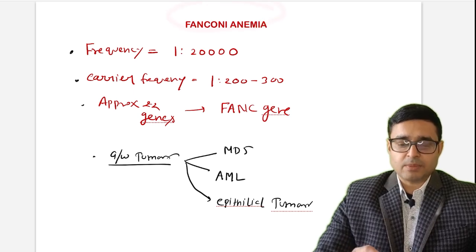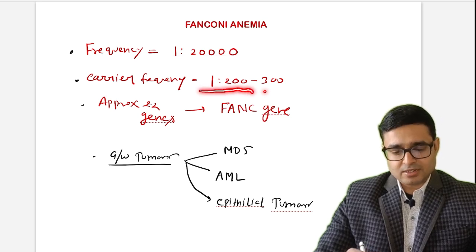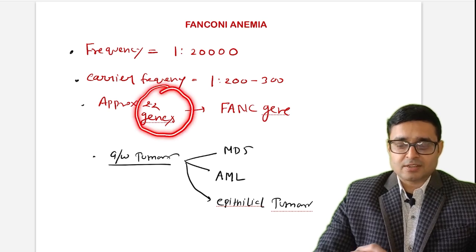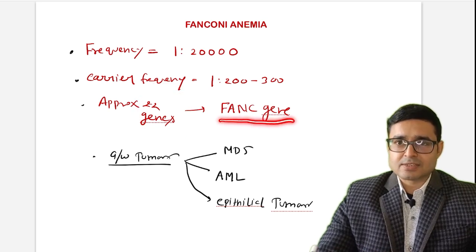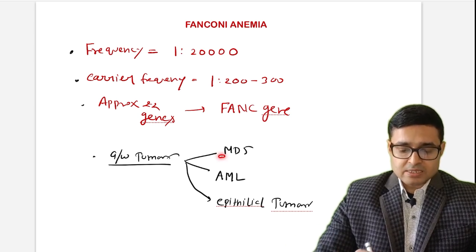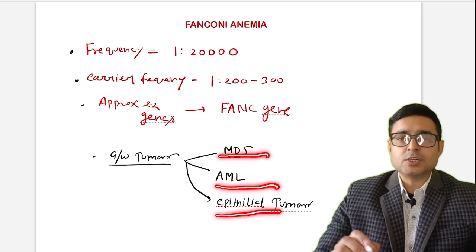Okay, so Fanconi anemia frequency is about 1 in 20,000. Carrier frequency is 1 in 200 to 300. Approximately 20 to 22 genes are there, the FANC genes, which we will discuss later. They are associated with tumors like MDS, AML, and epithelial tumors.